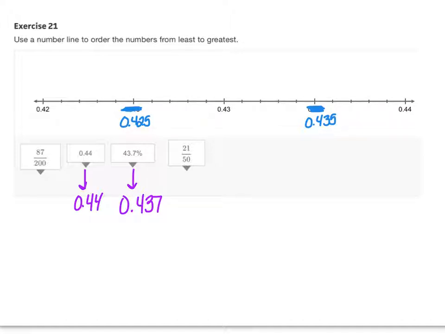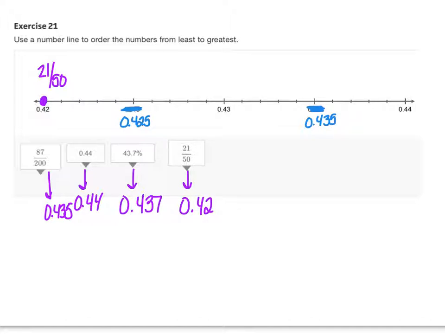But 87 divided by 200, in order to write it as a decimal, we have to do top divided by bottom, gives you 0.435, and 21 50ths, 21 divided by 50, gives you 0.42, which makes that actually the smallest one. 0.42 would go right here, and that's going to be 21 50ths.